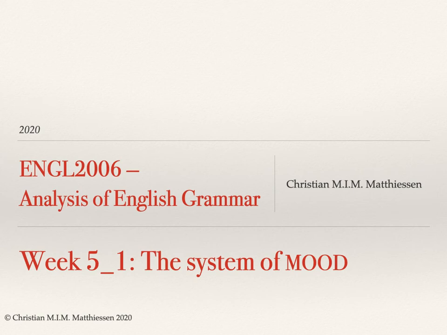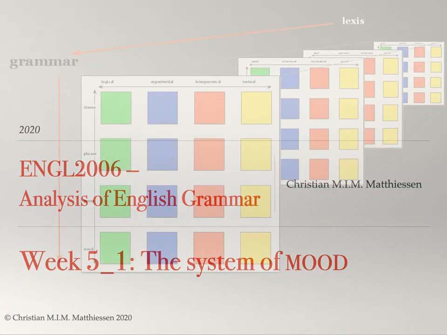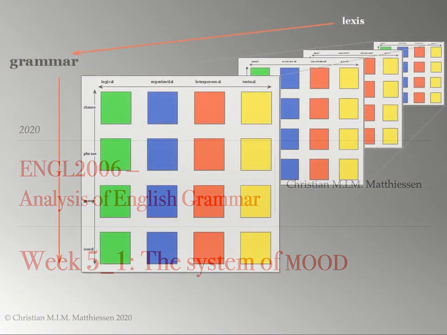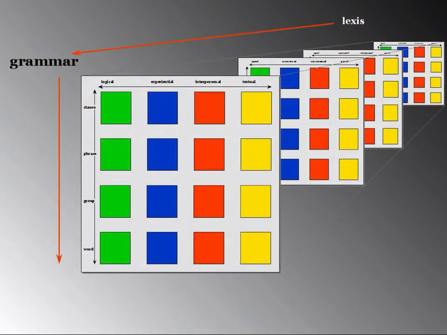In the first segment, we'll review the system of mood, and I'll present an overview of the system, choice by choice. We're now located in the interpersonal column of this function rank matrix at the rank of clause. Again, as I said, the key system is a system of mood.